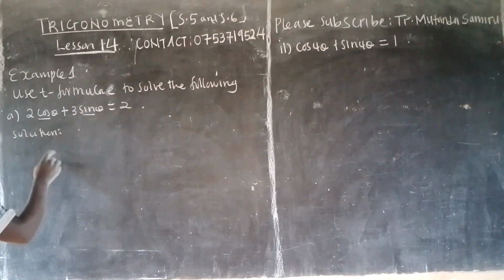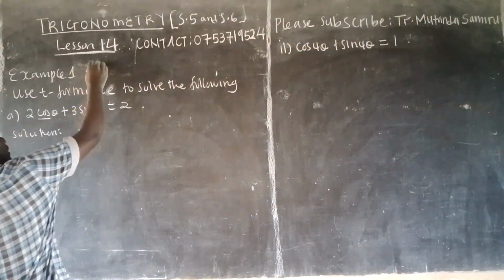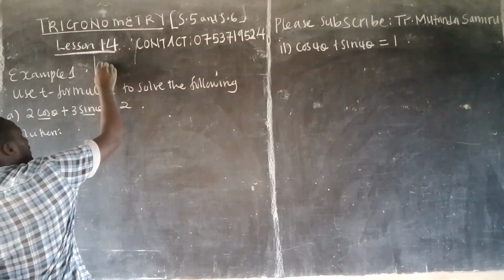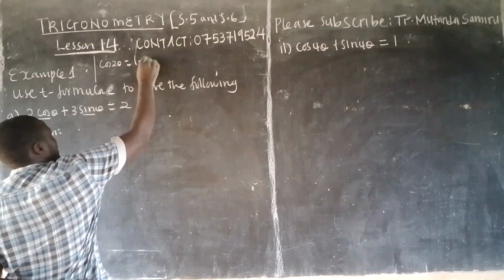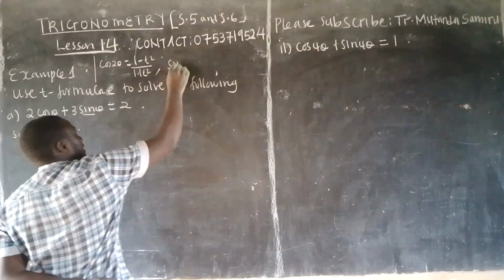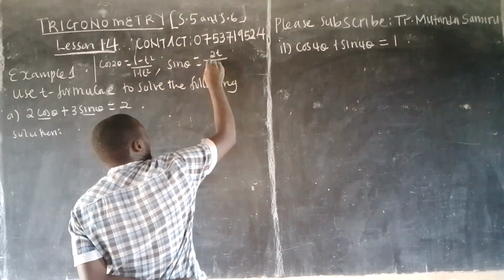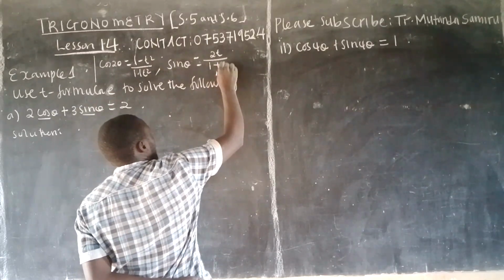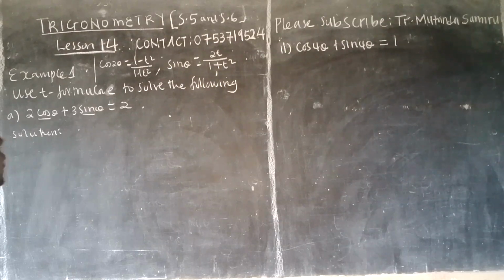So, solution. Now here we shall need the T formula for cos. Maybe I'll put here, recall. We need a recall here that cos theta is equal to 1 minus t squared over 1 plus t squared, comma, sine theta is equal to 2t over 1 plus t squared. Those are the T formulas we shall be applying. The one for tan is not so common.